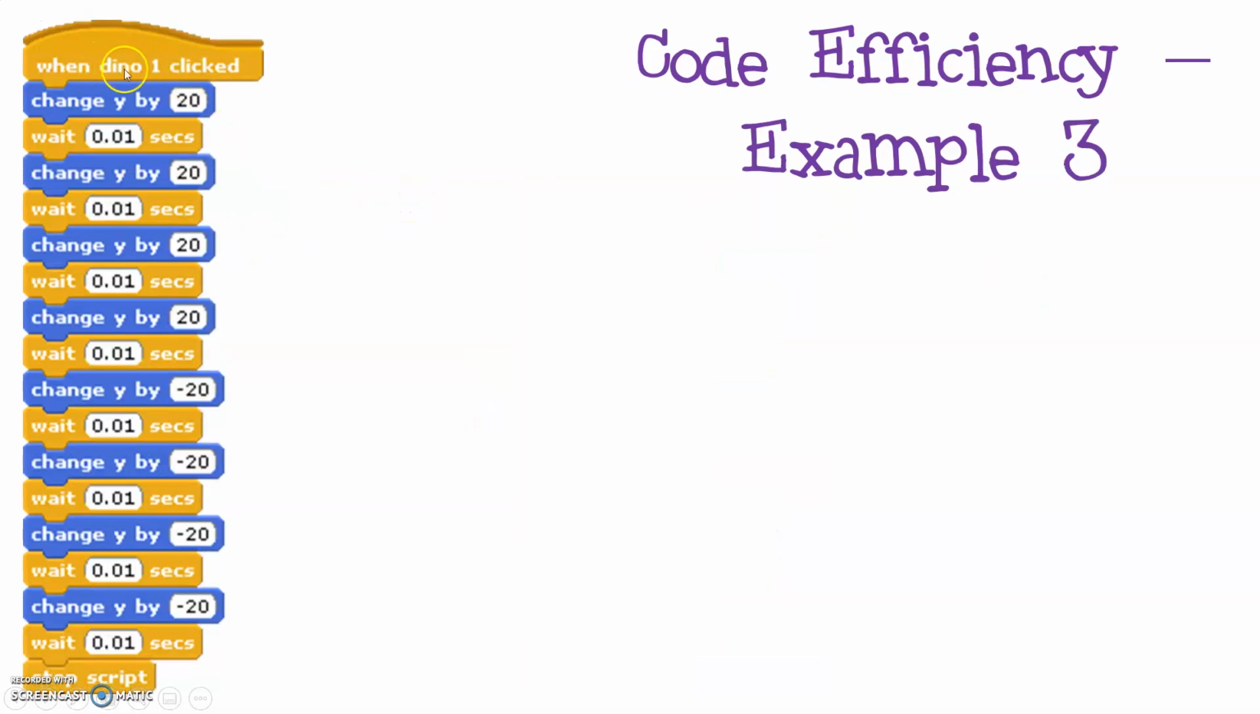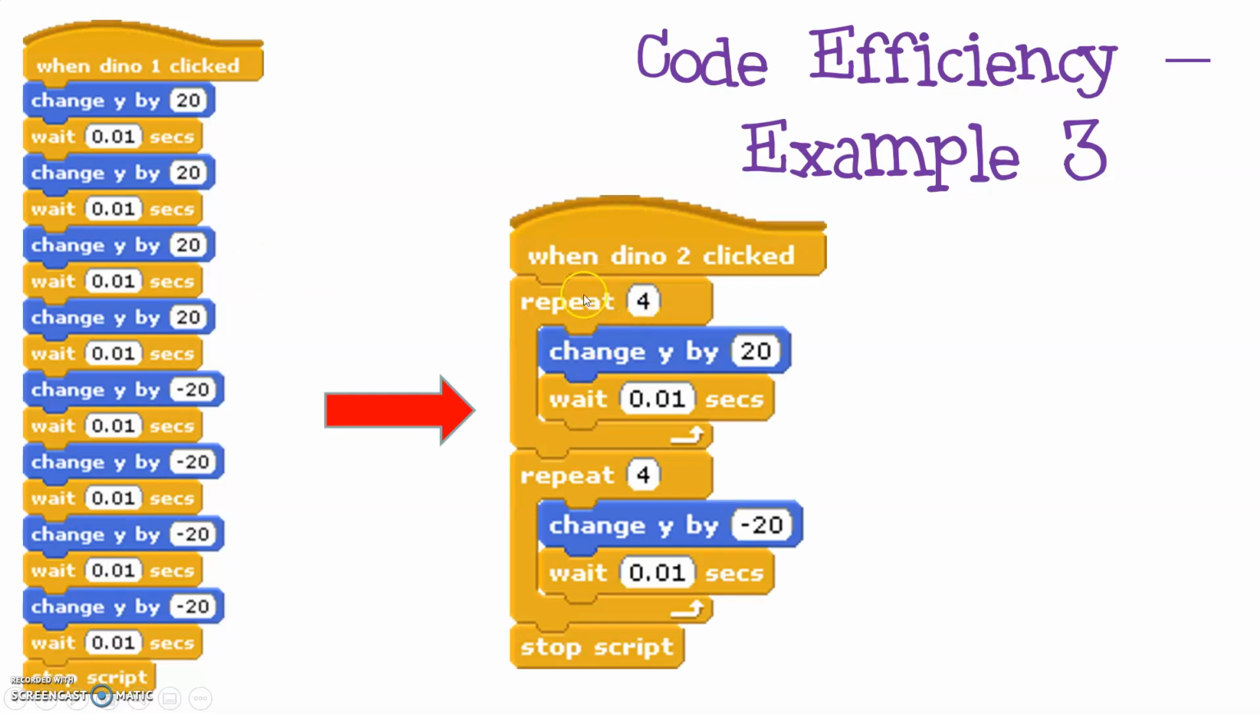Okay, the last one we've got: when the dino is clicked, change Y by 20, wait, change, but you'll notice when it gets to here, it changes by -20. So these 4 sets of instructions are different to the first 4. So again, we can't put them all in the same loop, okay? So that one changes to repeat 4 times and repeat 4 times. So it goes up 4 times on the y-axis, then down 4 times on the y-axis, okay?